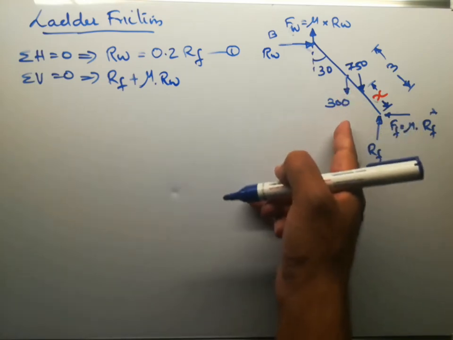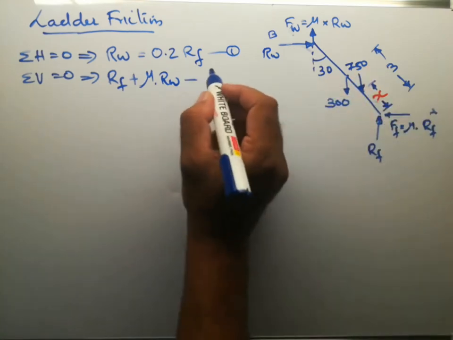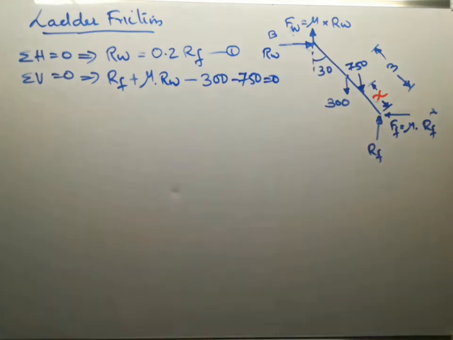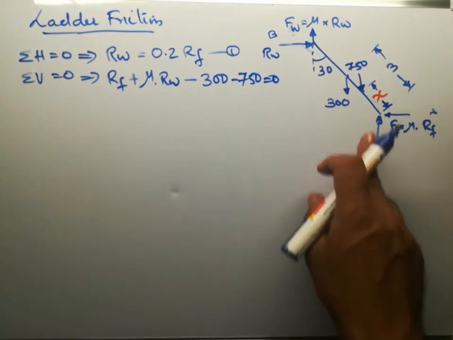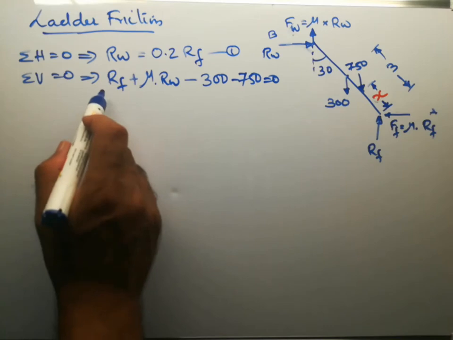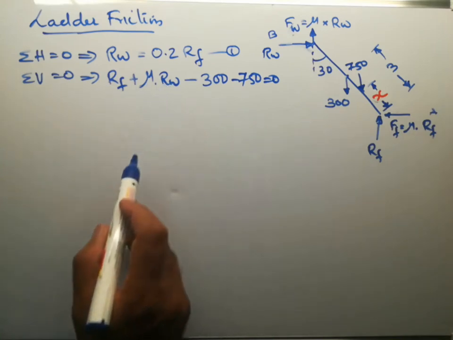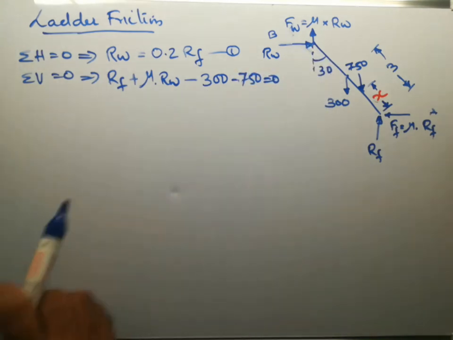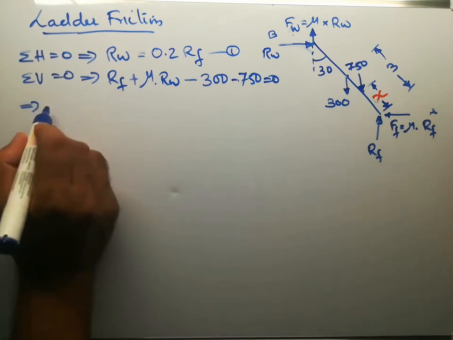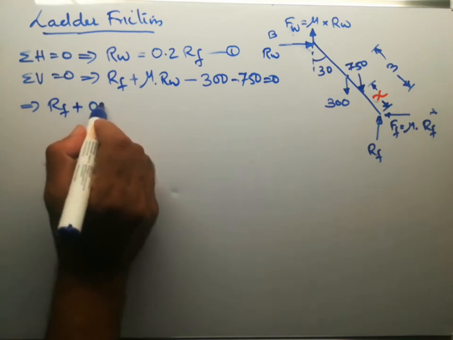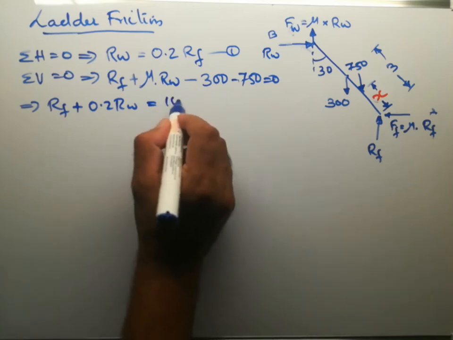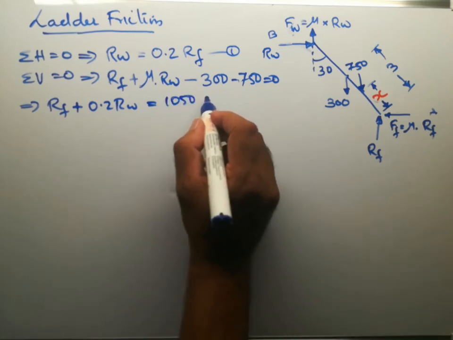then vertical forces are 300 and 750, which are minus, vertically downwards, equal to 0. So 1, 2, 3 and 4, four forces are there. Rf and mu Rw are acting vertically upwards, taken as positive. 300 and 750 are acting downwards and taken as negative. So this will give Rf plus 0.2 Rw equal to 300 plus 750, 1050, and this is equation number 2.